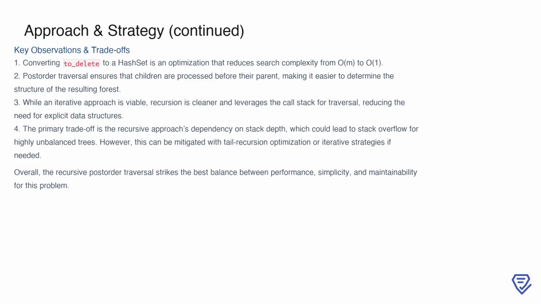While the iterative approach is an alternative, recursion is cleaner and avoids the need for explicit data structures like queues. The primary trade-off with recursion is its dependency on stack depth, which could lead to stack overflow in extremely unbalanced trees. However, this can be mitigated by using tail recursion optimization or switching to an iterative strategy if necessary. Ultimately, the recursive postorder traversal offers the best combination of efficiency, simplicity, and clarity for solving this problem.